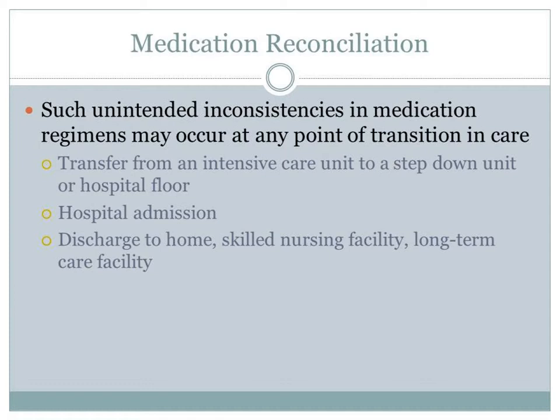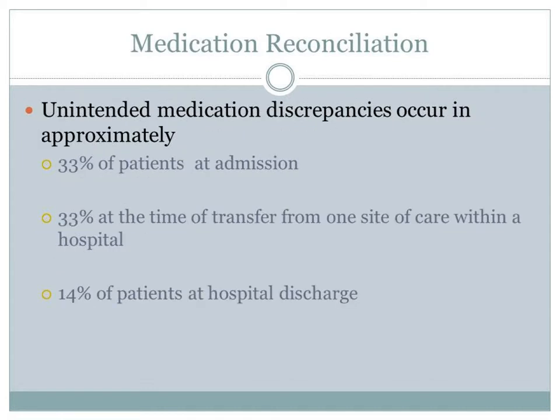The medication reconciliation literature has shown us that there are unintended medication discrepancies that occur in these transitions. And 33% of the time it happens at admission. It can happen 33% of the time at transfer from one set of care within a hospital. And 14% of patients at hospital discharge sometimes will have discrepancy in their medications. So the medication reconciliation form will help tremendously, hopefully preventing these errors from occurring.